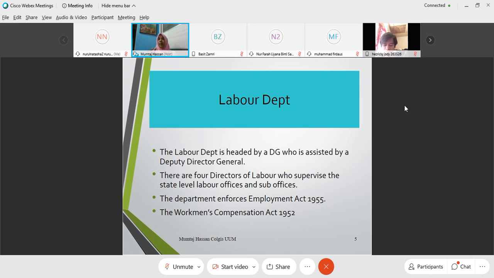So if you have any problem regarding matters under the Employment Act, let's say you are not paid salary, because the Employment Act enforces the terms and conditions of employment. Let's say your employer has not paid you two months salary, so you must know which department to go to. You go to the Labour Department. You do not go to the Industrial Relation Department. So this department enforces the Employment Act.